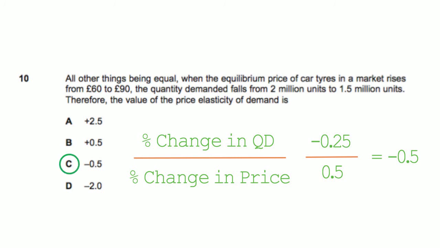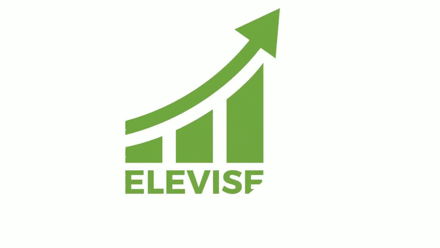Another point for price elasticity of demand is that we would usually expect it to be negative. This is because of the inverse relationship between price and quantity. So as the price increases, the quantity demanded falls. And as the price falls, the quantity demanded increases. Therefore, when we work out price elasticity of demand, we are dividing opposite signs, and this will give us a negative.